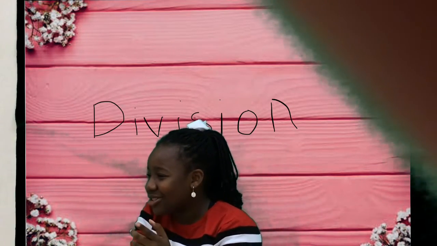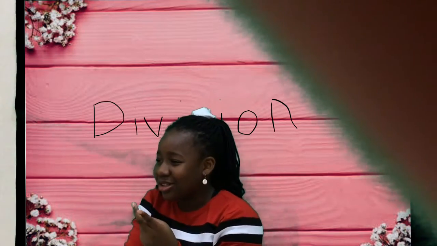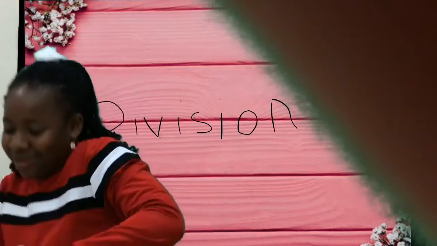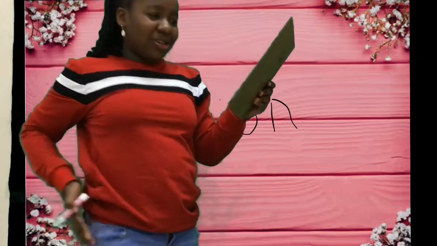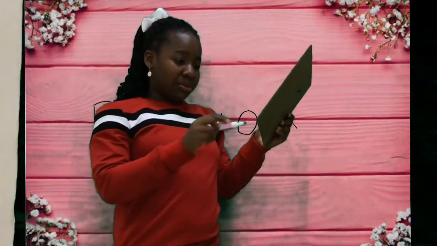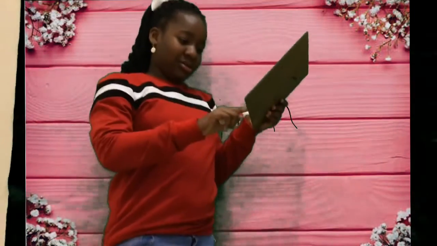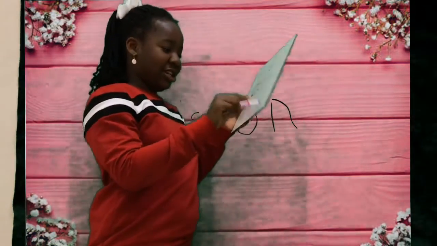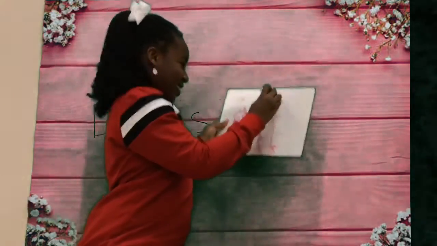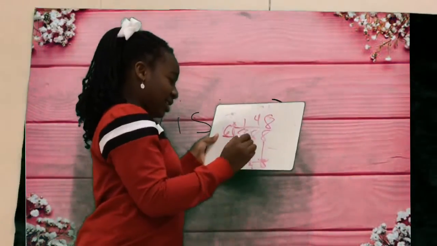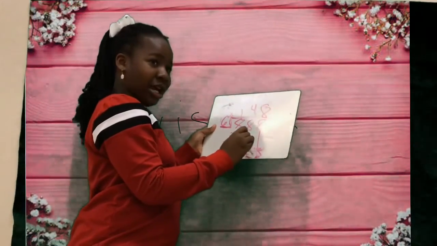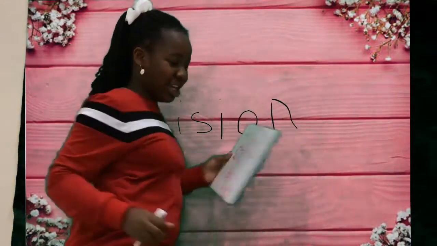Okay, I finally figured it out. 6 can go into 8 one time. 6 times 1 is 6. 8 minus 6 is 2. So the answer is 141 remainder 2.